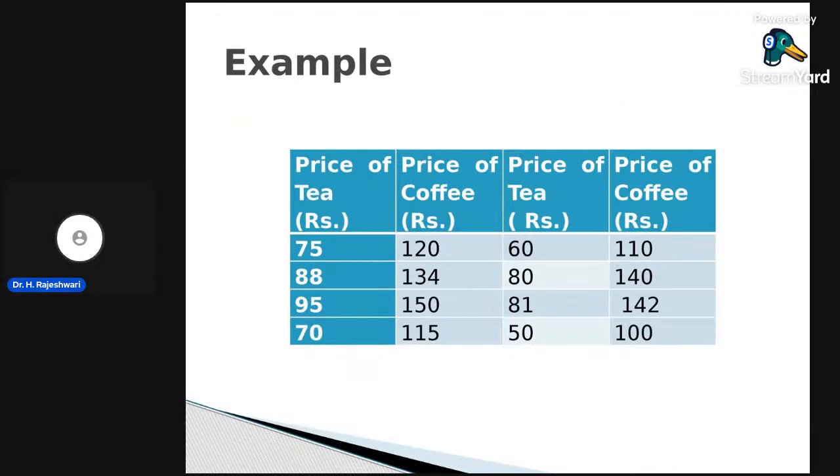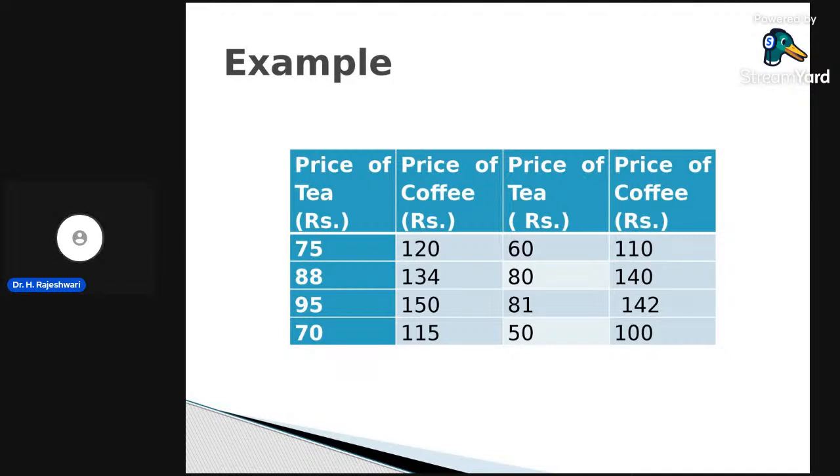Okay, one more problem. Here you can see the price of tea and price of coffee. Price of tea is 75, 88, 95, 70, 60, 80, 81, 50. Price of coffee is 120, 134, 150, 115, 110, 140, 142, and 100. You can check the same problem in case you have the printed study material with you. I think there has been some mistake in the printing there.